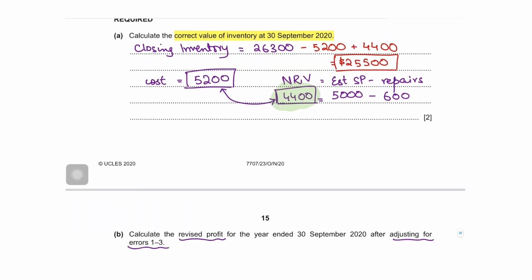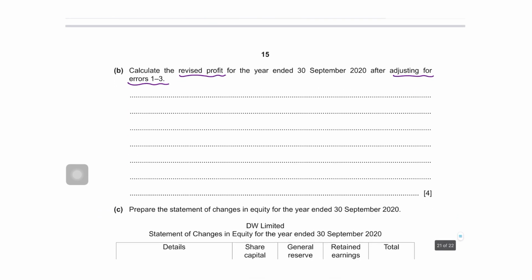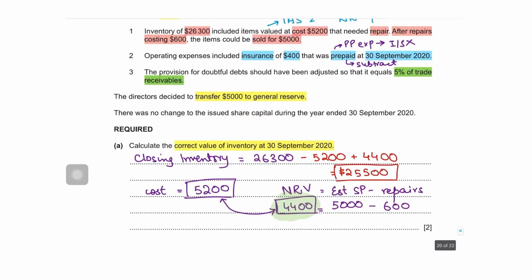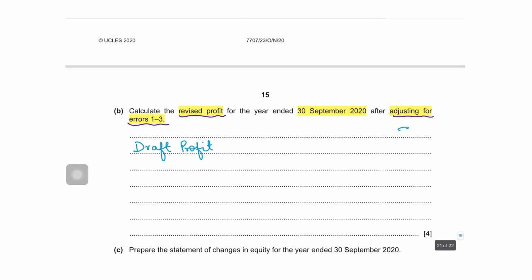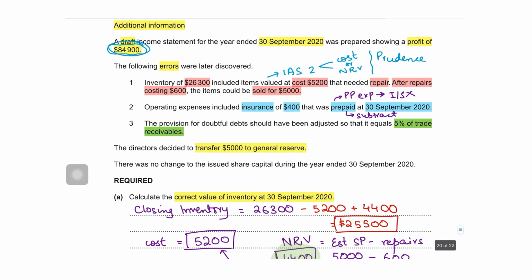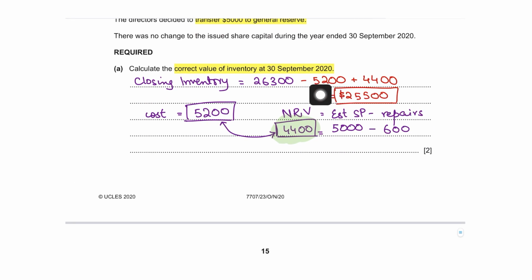Right? Now moving towards part B, it says calculate the revised profit for the year ended 30th September 2020 after adjusting for errors 1 till 3. Right? So we'll be starting with the draft profit, which was 84,900. Yes, it is 84,900. Now errors 1 till 3. In the first error, we have already seen that inventory was being overstated. Why? Because it was valued at cost. However, it should have been valued at NRV.